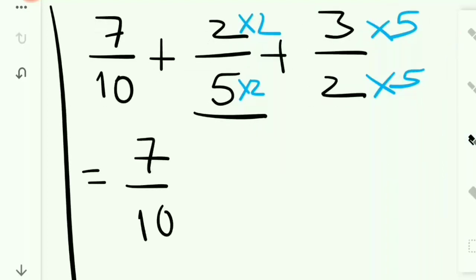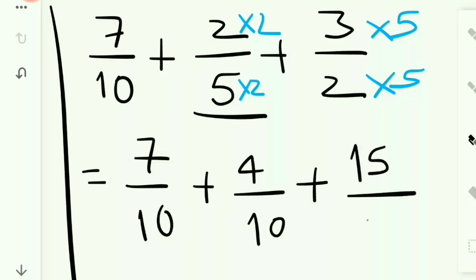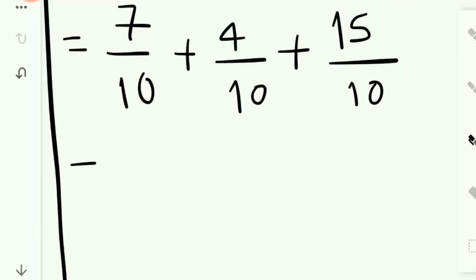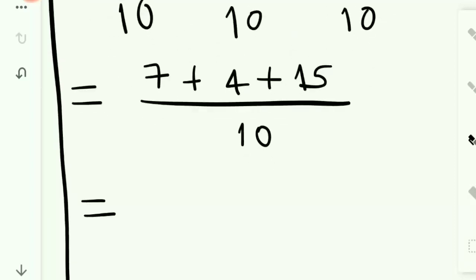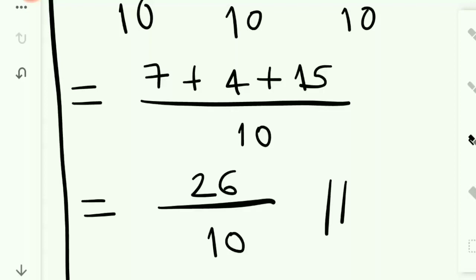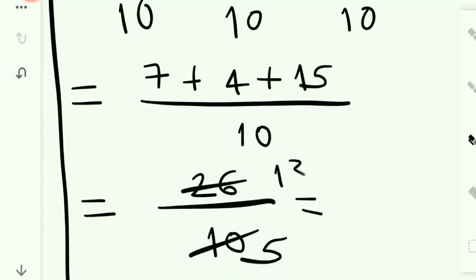7 by 10 plus 4 by 10 plus 15 by 10. In the next line I can write 7 plus 4 plus 15 whole divided by 10. Next is 11 plus 15, 26 by 10. This is the answer. What we can do here is simplify this further. Dividing by 2, this comes out to be 13 by 5.